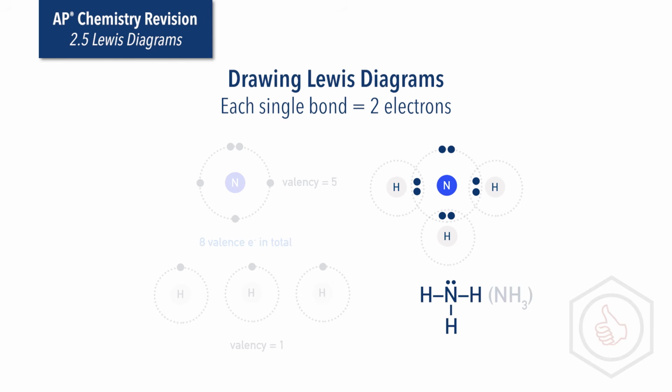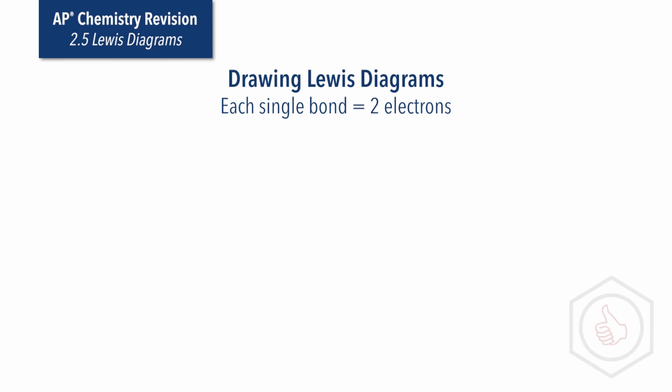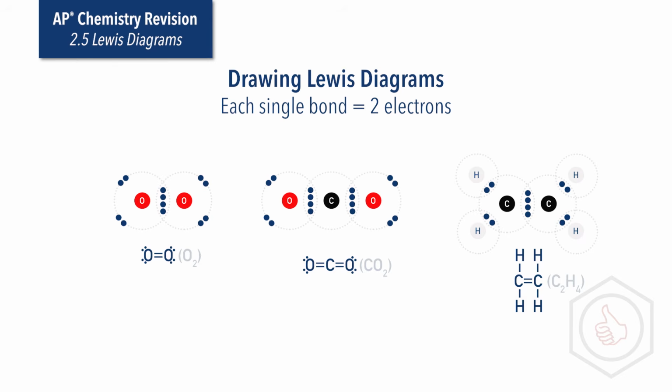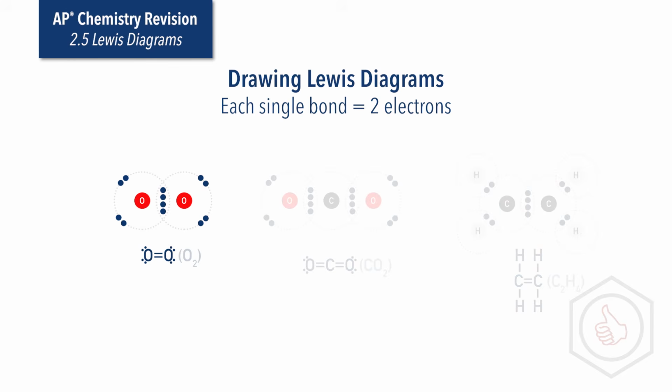If when we've done this, the central atom doesn't have an octet, we can try and convert lone pairs from outer atoms into bonding pairs to form double or triple bonds if needed. For example, the molecule O2 has a double bond between the 2 oxygen atoms, meaning 4 dots are placed between the 2 atoms in the diagram, leaving 4 electrons on each oxygen as 2 lone pairs each.